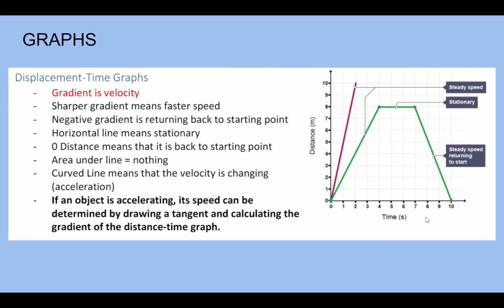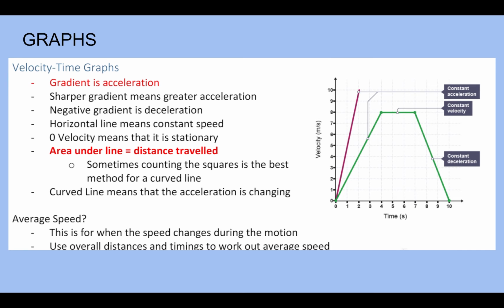So some displacement-time graphs. The gradient of it will be the velocity. Sharper gradients mean faster speed. Negative gradient is returning back to the starting point. Horizontal line means stationary. Zero distance means back to the starting point. And the area under the line, it means nothing. The curved line means that the velocity is changing, the acceleration. If an object is accelerating, its speed can be determined by drawing a tangent and calculating the gradient of the distance-time graph.